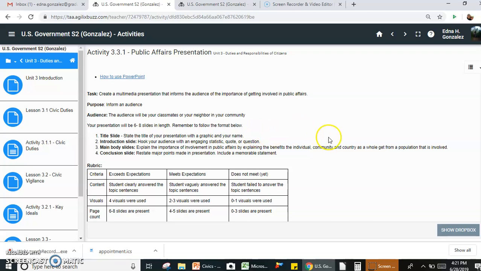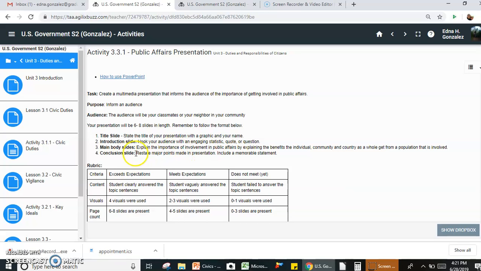We're also going to take a look at that presentation for the main body slides. You need to have main body slides, more than one. Remember, you have to have 6 to 8 informational slides, and you need to explain the importance of involvement in public affairs. So why is it important, and what are the benefits that individuals, communities, and your country gain from a population that is involved?